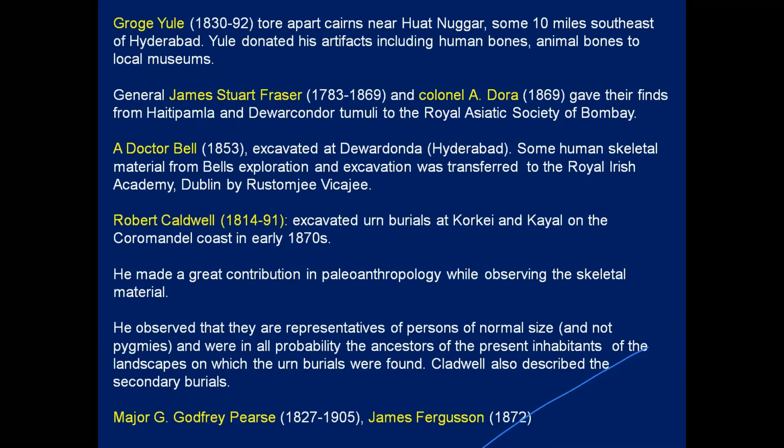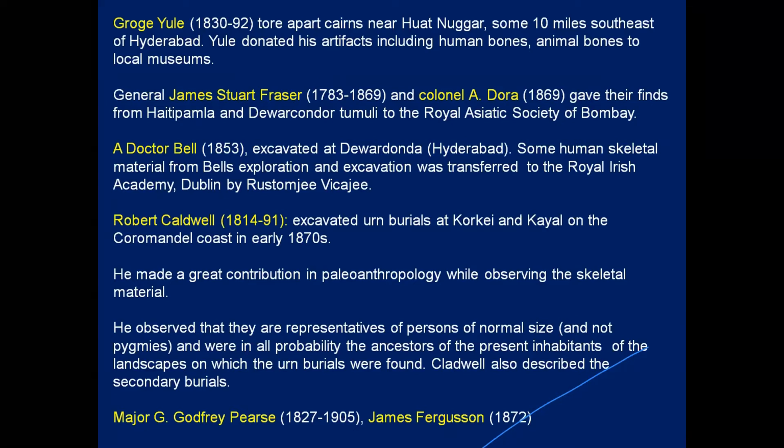After that, George Rule tore apart cranes, some in Nugar, Haut Nugar, and donated artifacts, including human bones and animal bones, to the local museum. Unfortunately, for all these local museums, we do not know what material went to them, because it has not been published or studied. So we do not know exactly how much material is in these local museums.